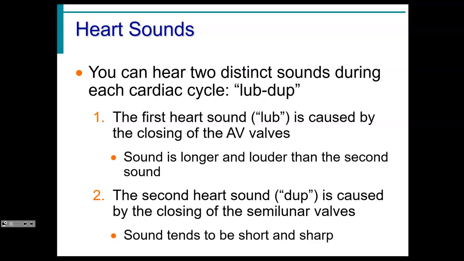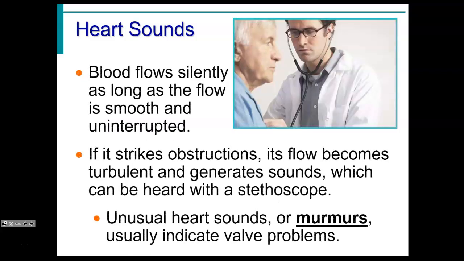These AV valves close when the atrium contracts and the blood goes from the atrium to the ventricle. The other ones close when the ventricles contract and the blood goes from the ventricles to the body or the lungs.